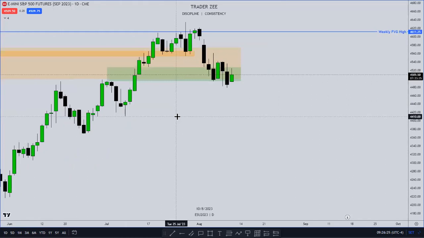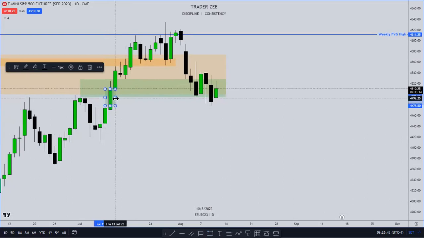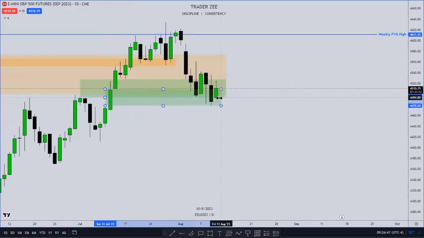So this is the daily chart for ESU 2023. We're in August, so 2023 September contract. I think that's valid still. As I said, we are inside of this weekly BC, and we also have the daily BC here that has been respected beautifully yesterday with the low of this candle.